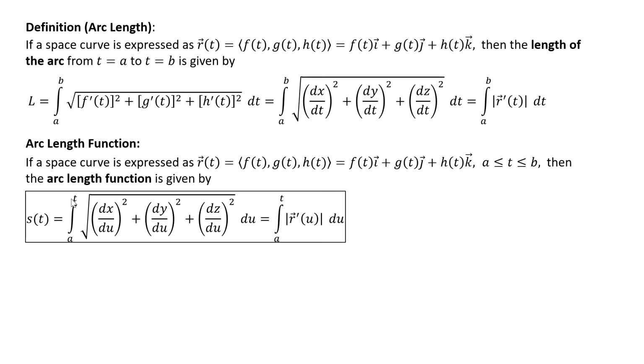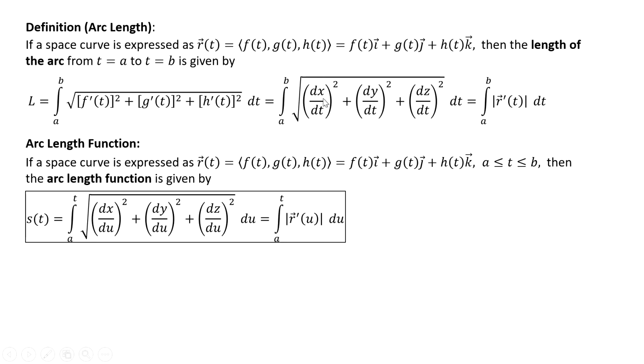Cool? That's the difference. Okay, so notice the change in the limits. Here we had integral a to b, but here, however, we have integral a to t. What's the difference? a and b are constants, whereas a is still a constant here, but t is a variable. Cool. Integral a to t, dx/du the quantity squared.